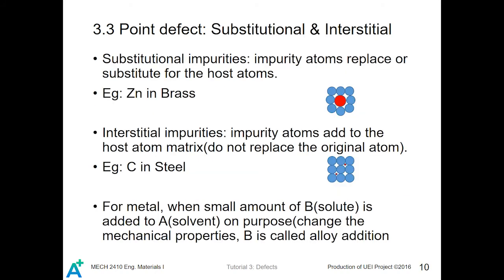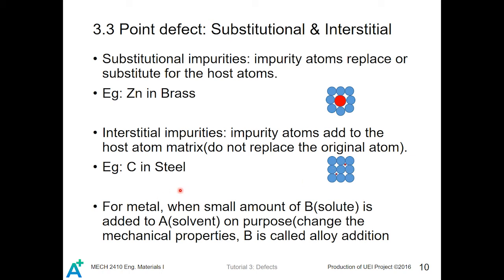Substitutional impurities are where the impurity atoms replace or substitute for the host atoms. For example, zinc in brass. Brass is an alloy made of zinc and copper, which you can also see in the picture here. Interstitial impurities: impurity atoms add to the host atom matrix, but do not replace the original atoms. Example, carbon in steel. Steel is an alloy of carbon and iron, and you can see the schematic here. The red atom, which is the additional impurity atom, is only in the spaces between those original atoms.